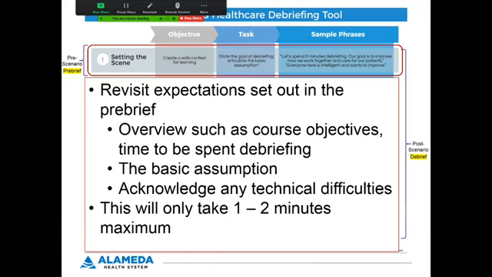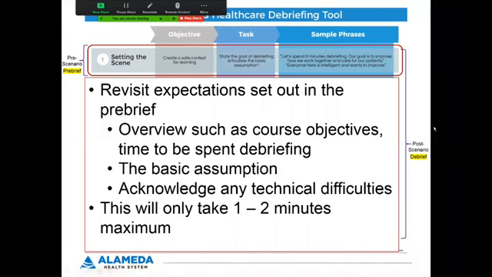And then this is going to take maybe 1 minute, 1 sentence, 2 sentences, and then you're going to go in. If you're spending any more than 2 minutes on this little section, you're rambling. And it's really easy to ramble during a debrief as the debriefer, and we'll give you some strategies to handle that as we go through.